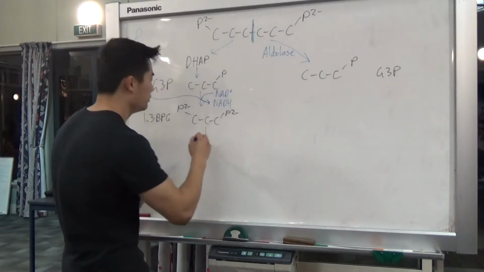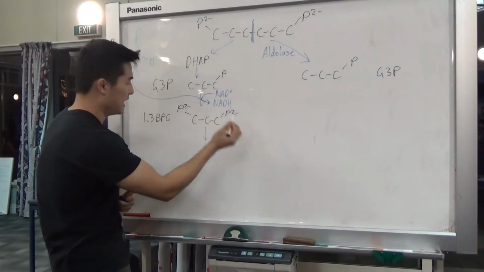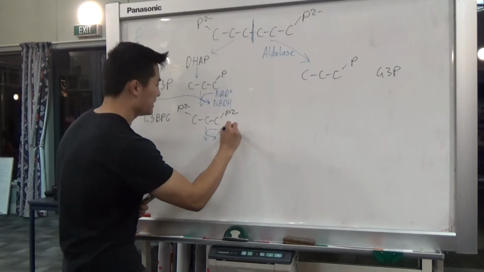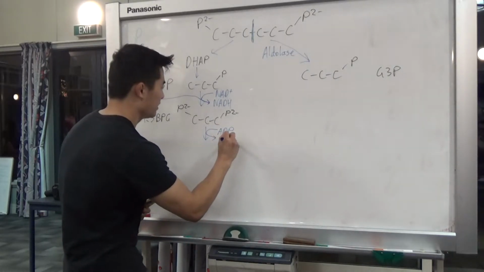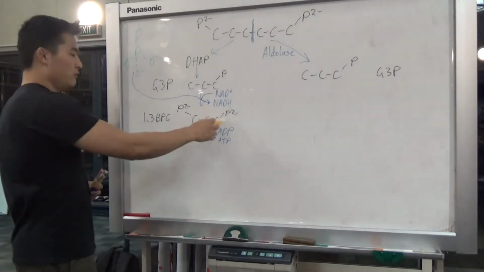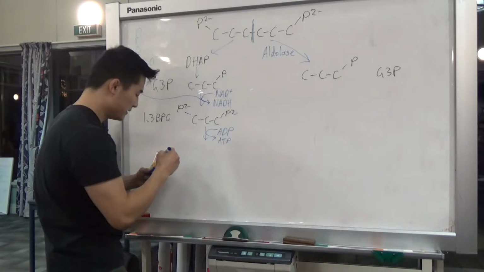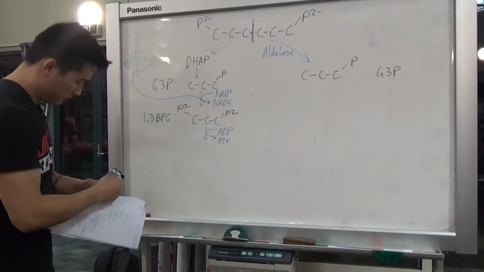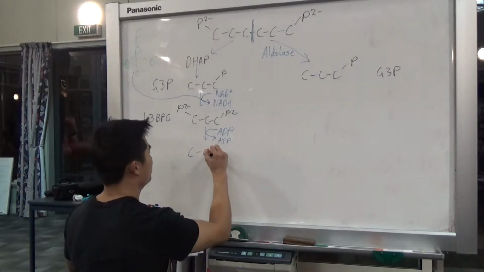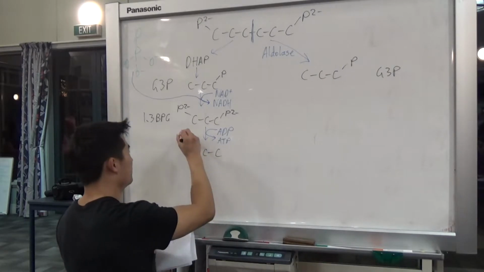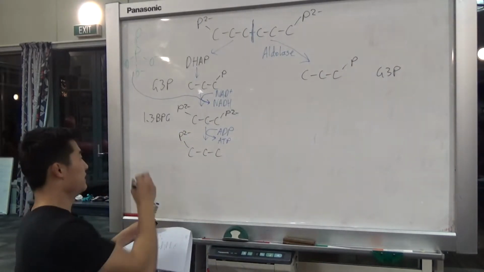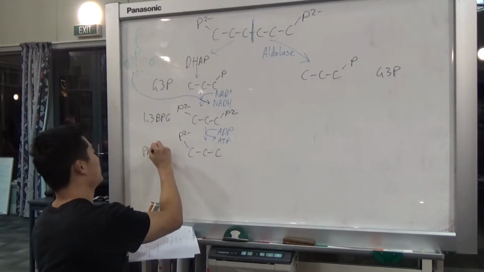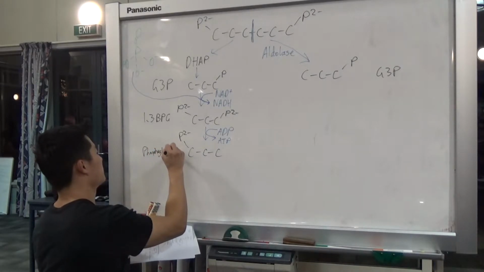So we're going to use this high energy and take an ADP molecule, so adenosine diphosphate, and transfer one of these phosphate groups onto the ATP. So then you are left with this molecule here. Okay, and this is called just phosphoglycerate.